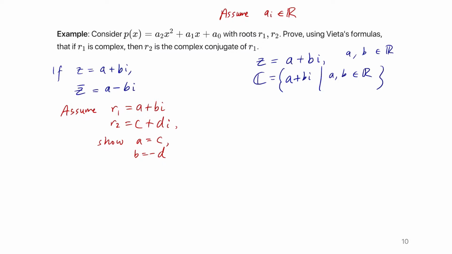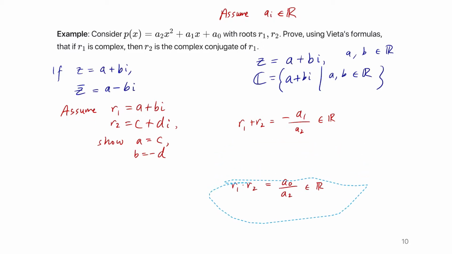So what do we know? Well, we know that R1 plus R2 is going to be negative A1 over A2. And we know the product, R1 times R2, is going to be positive, actually, A0 over A2. Which are both real, right? So that's real. That's also real. Is that clear? So let's look at what we get when we add R1 and R2 and what we get when we multiply R1 and R2.